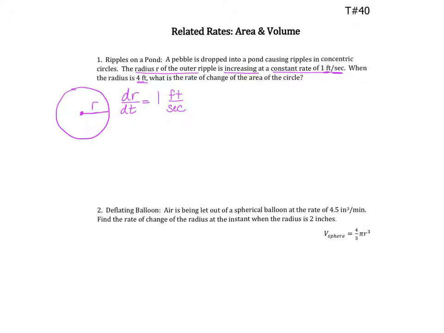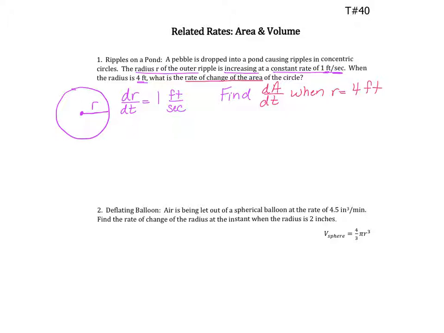The next thing I do is I write a find-when statement. That helps me to know where I'm going, what I have, etc. When the radius is 4 feet, so that's going to be our when, what is the rate of change of the area? So again, I don't say what's the area, I said rate of change of the area. So I'm going to find, you're looking for a rate, dA/dt when r equals 4 feet. So that's what my find-when statement is.